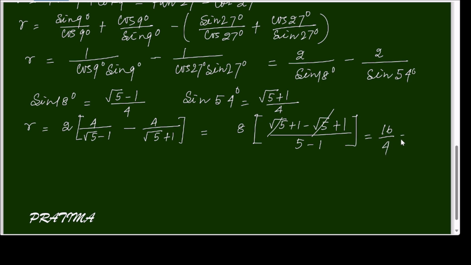This answer is 4. So P was 2, Q was 6, and R is 4. So the product of P, Q and R equals 2 multiplied by 6 multiplied by 4 equals 48. This is the answer.